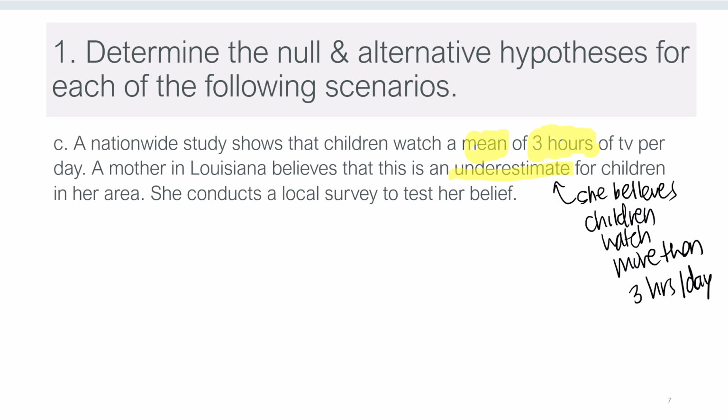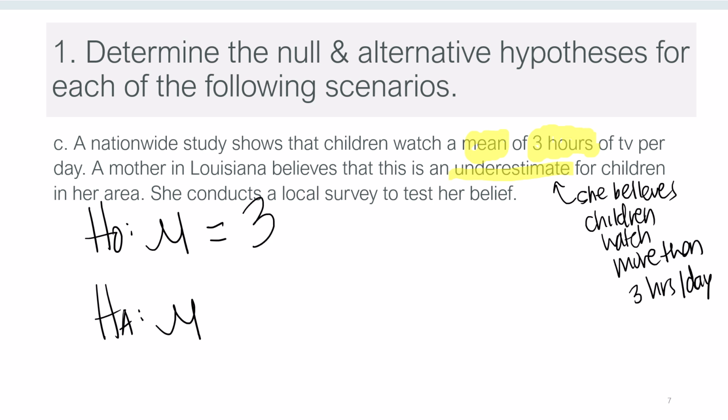All right, so given that information, let's write our null hypothesis and our alternative hypothesis. We saw the word mean, so we'll go ahead and put mu in there. Null hypothesis always gets the equal to. The value that's currently believed to be true is 3 hours a day, so mu is 3. And this mother believes that children actually watch more than 3 hours a day, so we're saying that the mean is greater than 3 hours a day, so greater than 3.